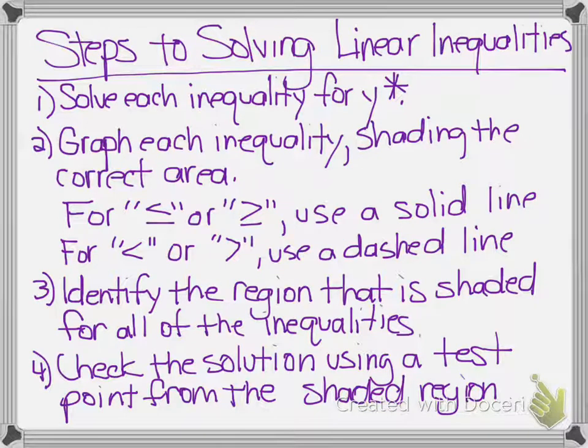So this should look familiar to you. Go ahead and write down the steps to solving linear inequalities. The first step is to solve each inequality for y. The reason for this is that we want to find m and b, which stand for slope and y-intercept. And we need m and b so that we can, step 2, graph each inequality, shading the correct area.